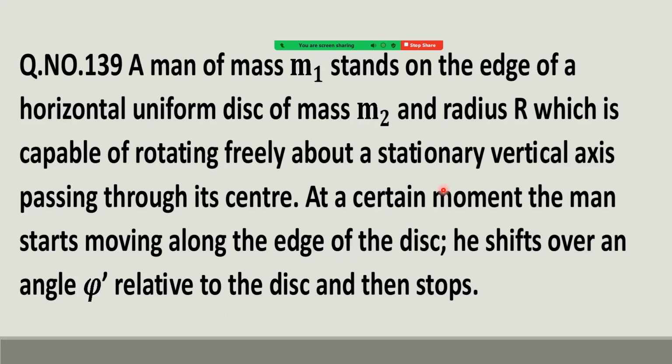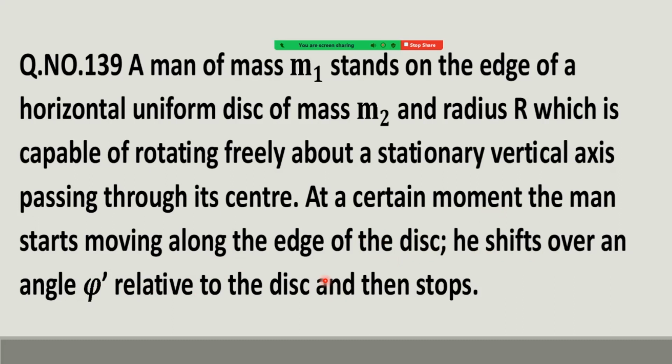Right, see the question given. A man of mass m1 stands on the edge of a horizontal uniform disk of mass m2 and radius r, which is capable of rotating freely about a stationary vertical axis passing through its center. At a certain moment, the man starts moving along the edge of the disk. He shifts over an angle phi dash relative to the disk and then stops.